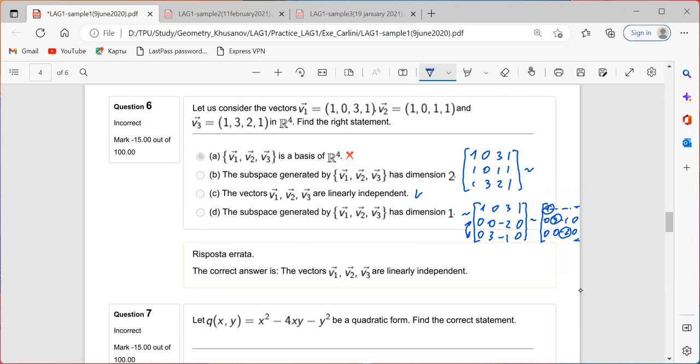What about the dimension of the subspace? Yes, the dimension of this subspace will also be equal to 3. It depends on how many leading elements we have, right? How many leading elements in the row echelon form do we have here? So 3. That's why the dimension will be equal to 3.